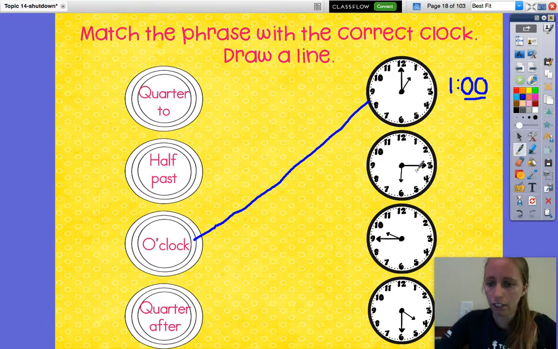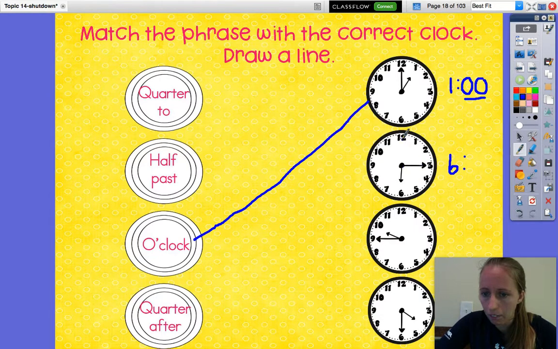All right, let's look at this one. The hour hand is on the 6, so it's 6 o'clock, right? And the minute hand is on the 3. Let's skip count by 5s. Start at the 12, 5, 10, 15. So it's 15. Now I know another way of saying this doesn't have to be 6:15. It could be 15 minutes past 6. So it's past, right? The minute hand is on this side of the clock from the 12 to the 6. So we know it's past.